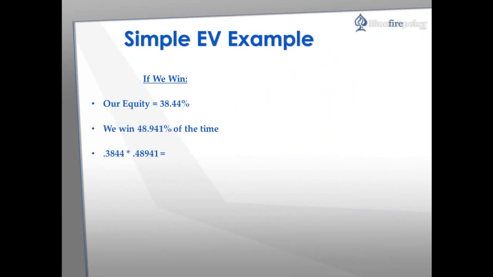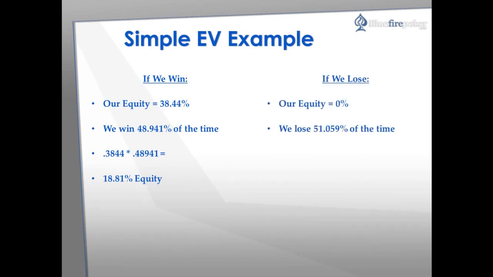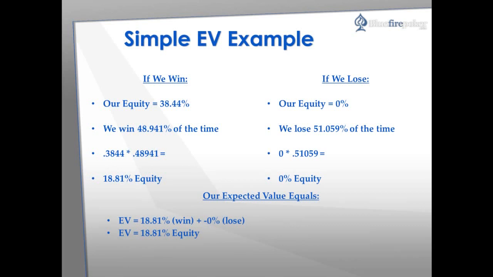So when we win, our equity goes to 38.44, and when we multiply that by our win percentage, we get an average equity of 18.81% when we win. If we lose, we drop down to 0%, and obviously 0% is always going to be 0%. So this makes our expected value exactly 18.81%.